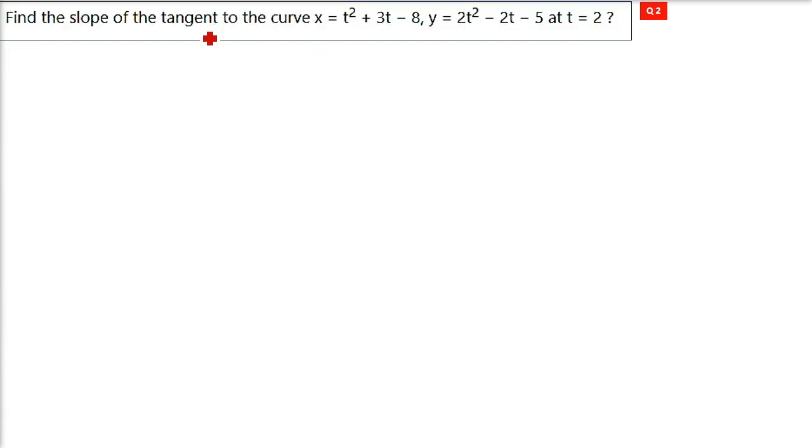Find the slope of the tangent to the curve, this one and this one. Now this is the parametric form, at t equal to 2. So we want dy by dx first of all, because here we can get dx by dt, and here we can get dy by dt. In order to find out dy by dx, we have to divide them. So we'll put dx by dt in the denominator, and whatever value comes, we'll just put t equals 2.